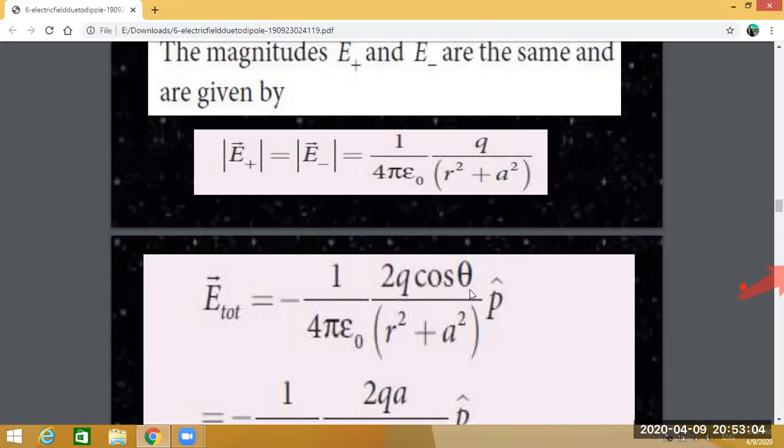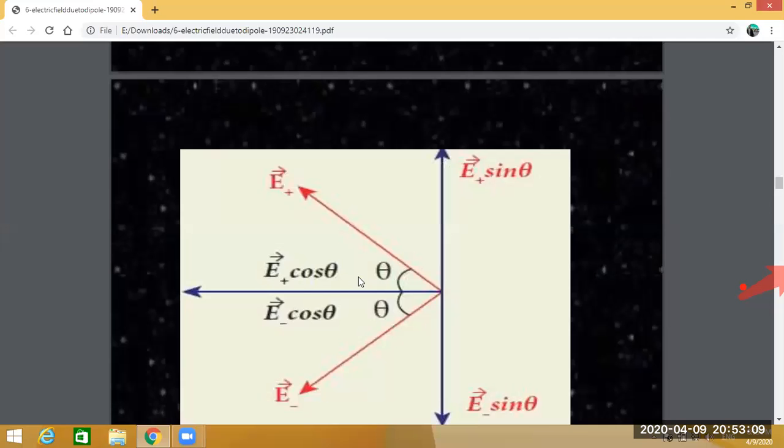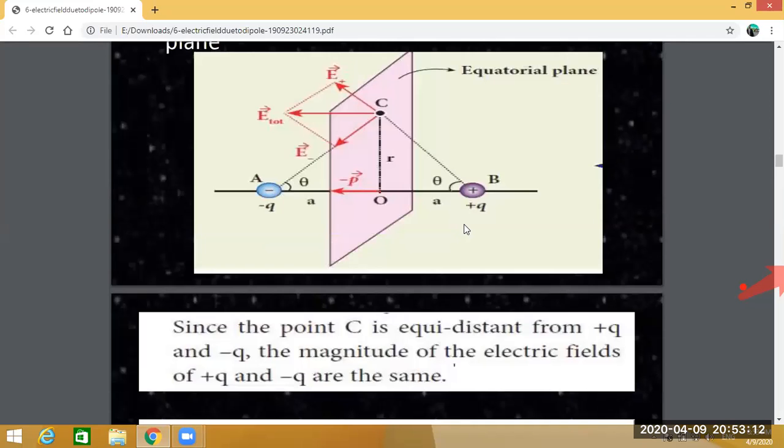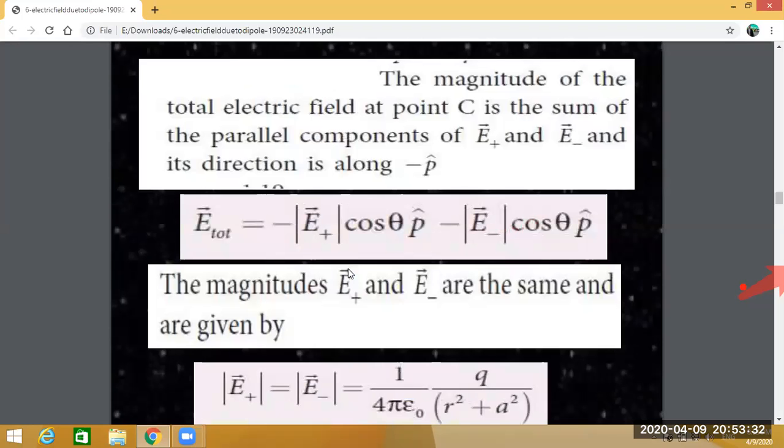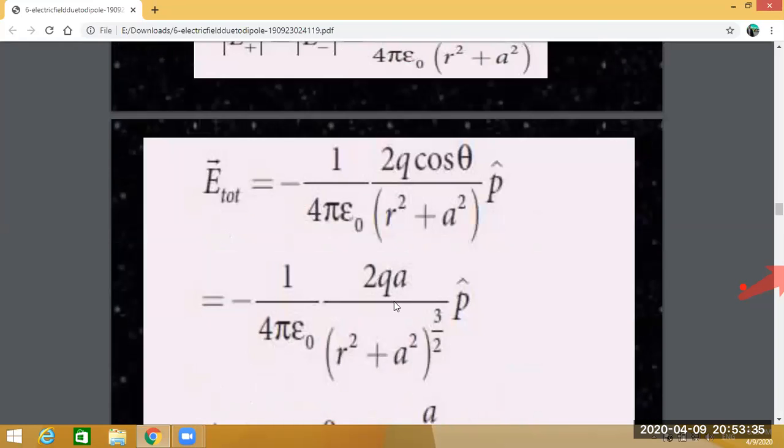Now the next step is to eliminate cos theta. So how can you eliminate cos theta? Look at this example. This is the theta, and cos theta equals base upon hypotenuse. So base is a and hypotenuse is root under r square plus a square. So when you eliminate cos theta from this expression, you put cos theta equal to a upon root under r square plus a square.